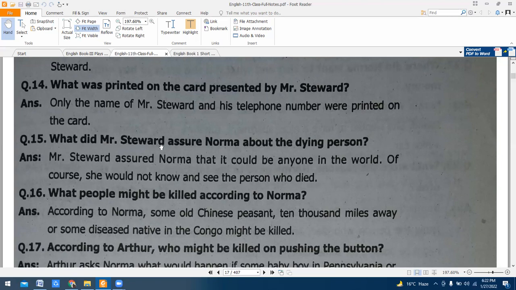What did Mr. Stewart assure Norma about the dying person? Mr. Stewart assured Norma that it could be anyone in the world. Of course, she would not know and see the person who died.